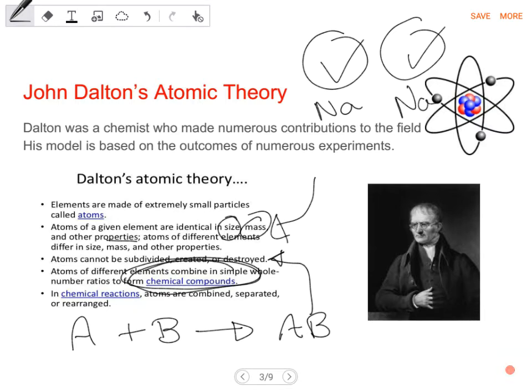Chemical reactions, atoms are combined, separated, or rearranged. Again, these are more into what we're coming into, but this is a very nice model.